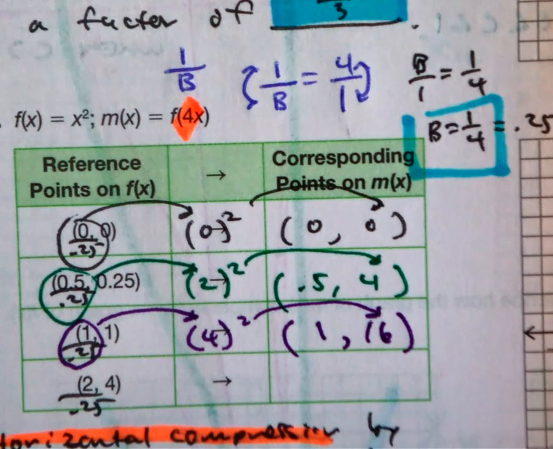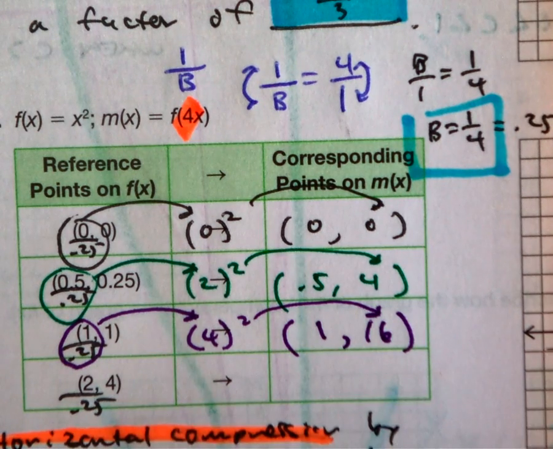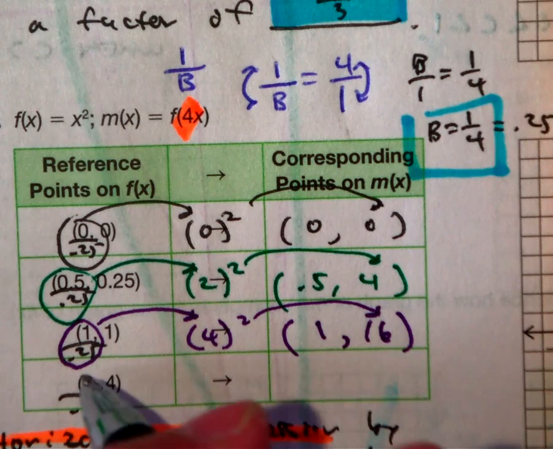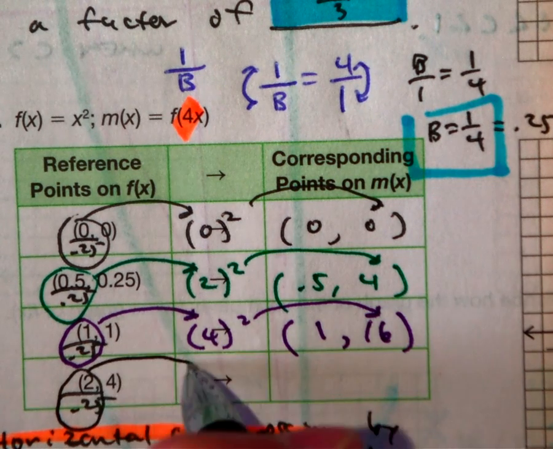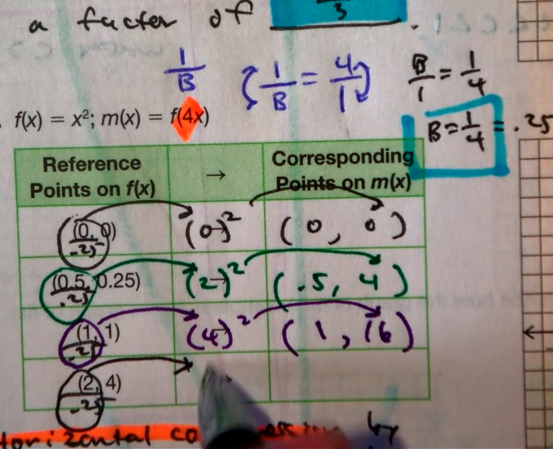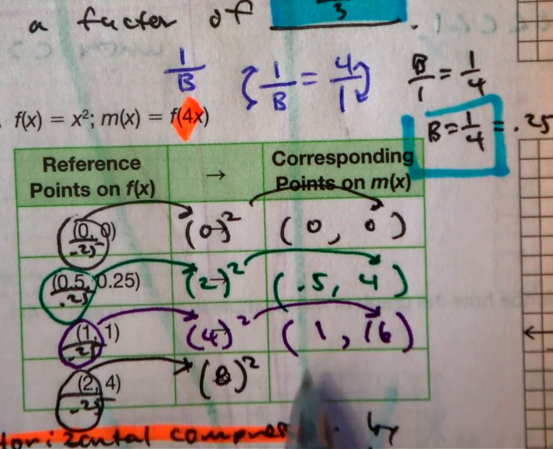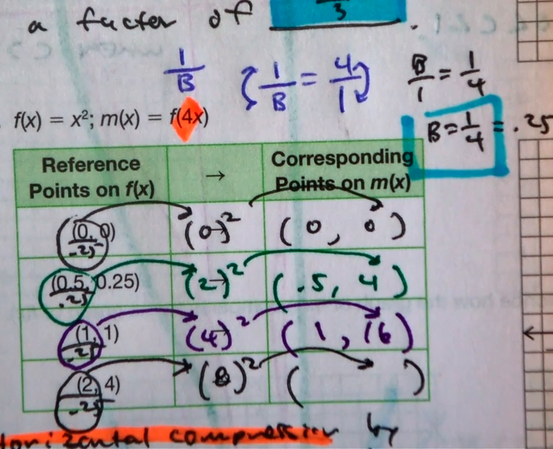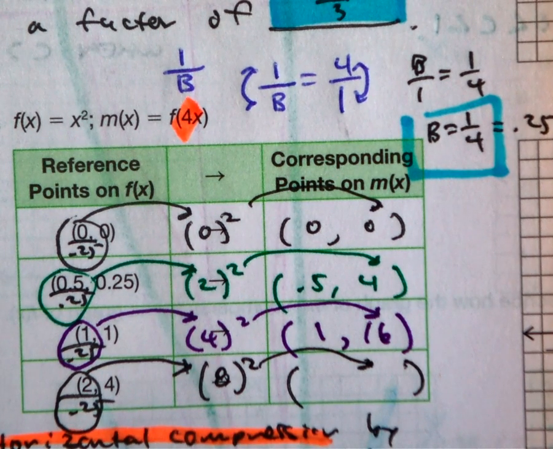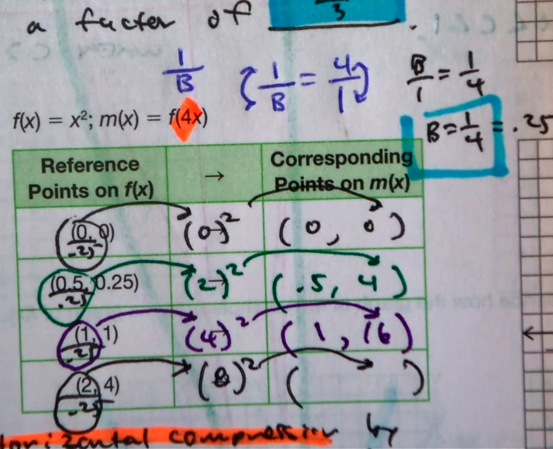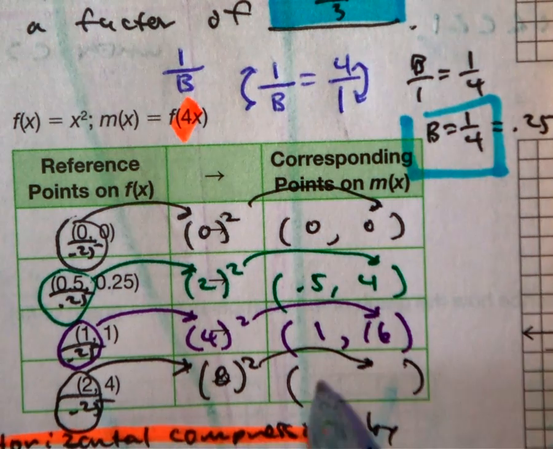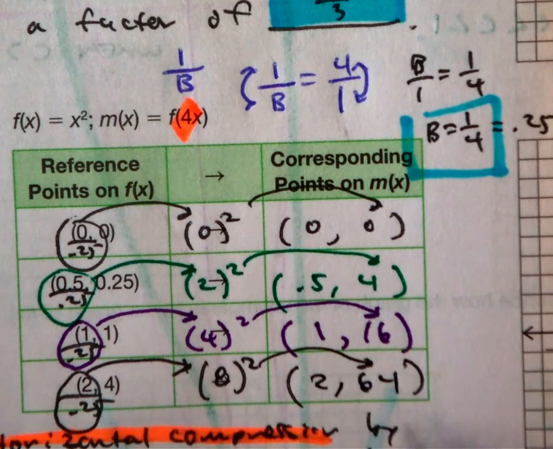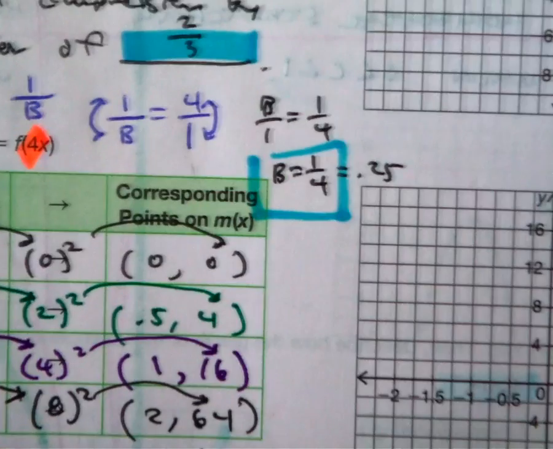Alberto? 2 divided by 0.25. How many quarters are in $2? And Alberto, 8 squared. What's my ordered pair, Alberto? 2 and 64. And you just graph those really quickly.